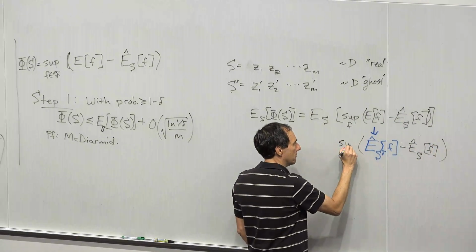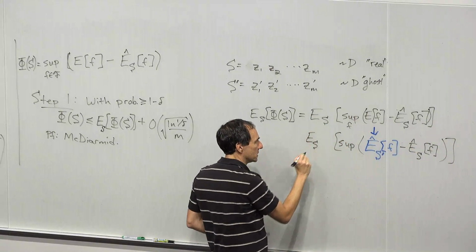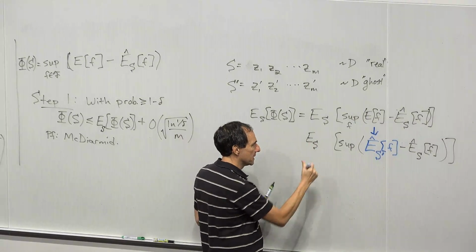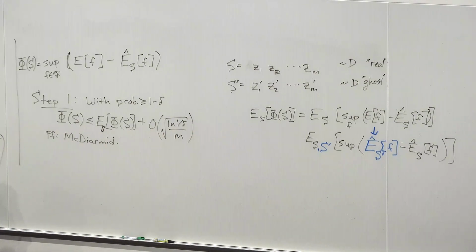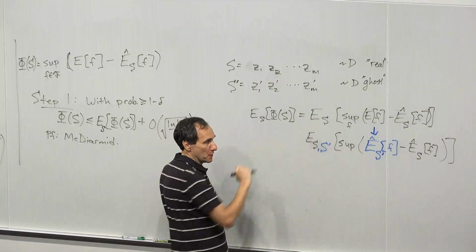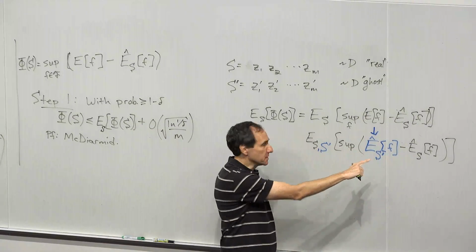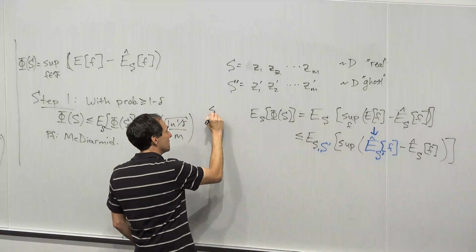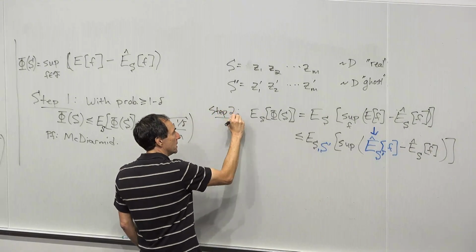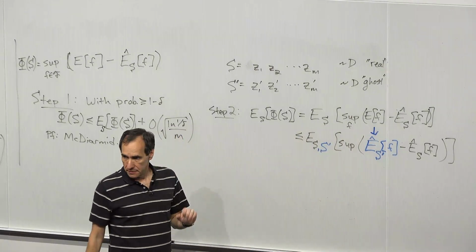Right, supremum. And now our expected value is not only with respect to S, but also with respect to S prime. That's what we want to do. Of course, we have to relate these. It's nice enough to do that, but we have to relate them. It turns out that this expression is an upper bound on this one. So that's step 2. Step 2 is to prove this inequality. Everybody okay with that?